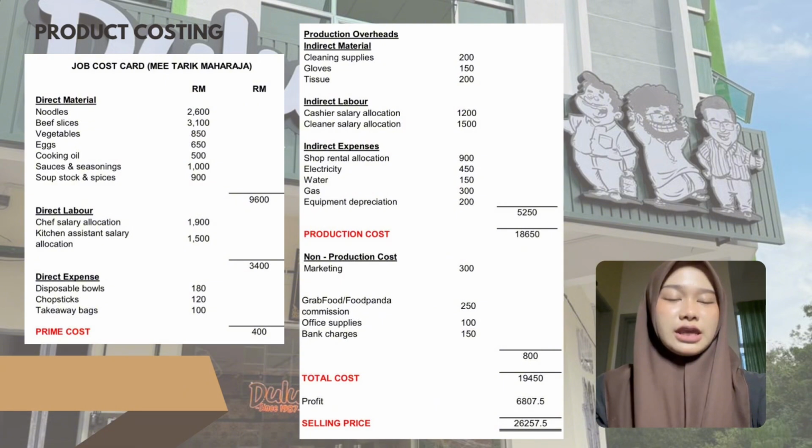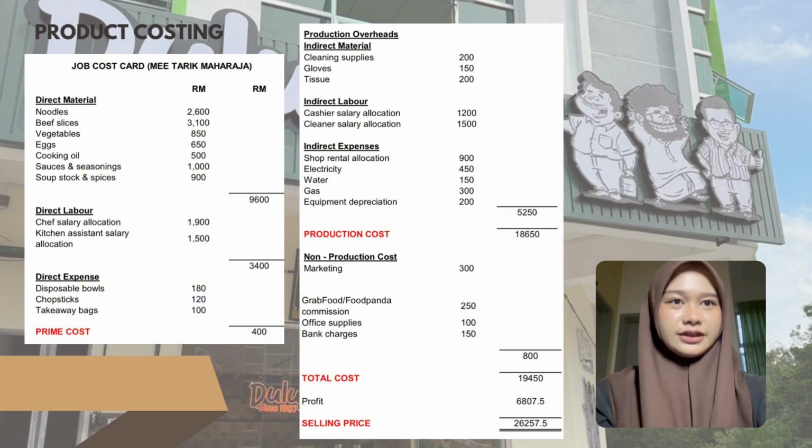Next, the production overhead is 5,250, which includes indirect materials such as cleaning supplies, gloves, and tissue. Indirect labor, including cashier and cleaner salaries, and indirect expenses like shop rental, electricity, water, gas, and equipment depreciation. Therefore, the production cost is Rm 18,650. After adding the non-production cost of Rm 800, the total cost becomes Rm 19,450.